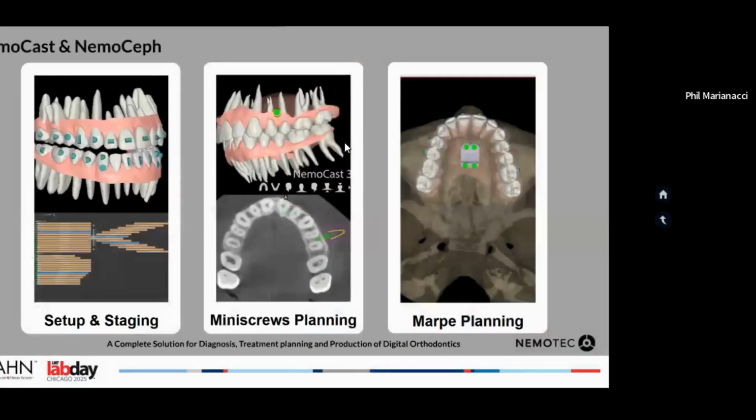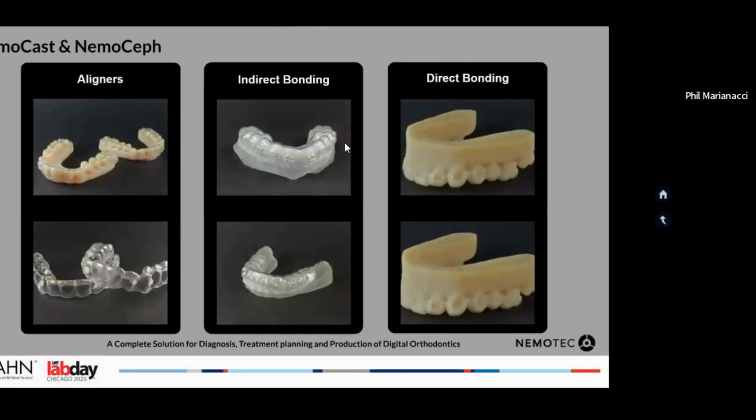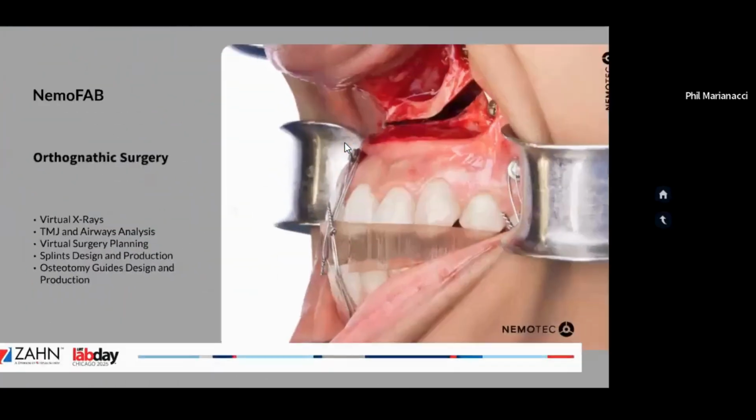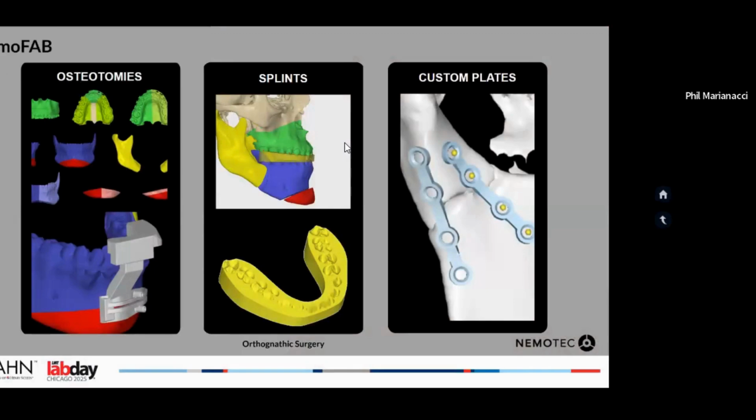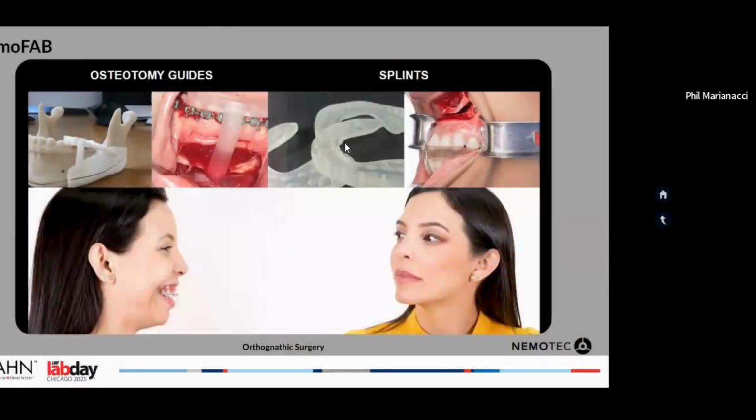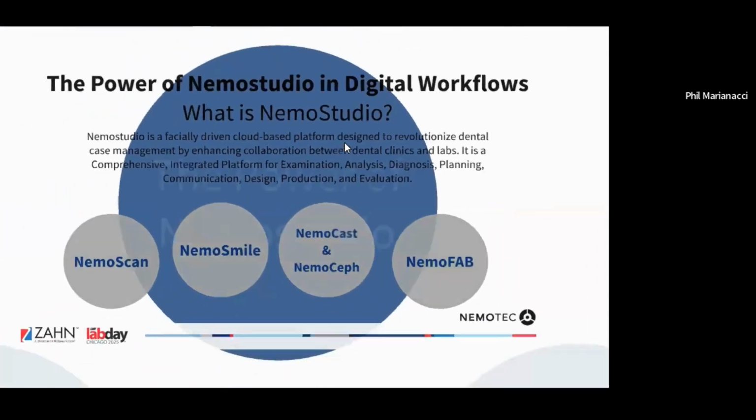Orthodontically, as you can see here: setup, staging, mini screw planning, and as simple as aligners and indirect bonding. And this goes along with that as well, which is it's not just splints and things like that. It's more in depth on different surgery-related work. So working with ortho and working with an oral surgeon, this side of it works beautifully. As you can see here, some custom plates. Awesome.